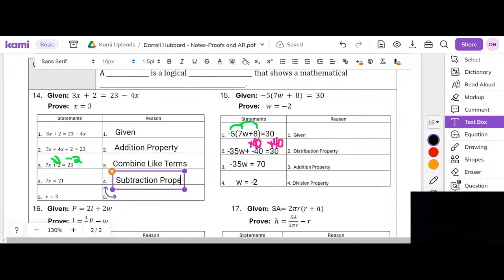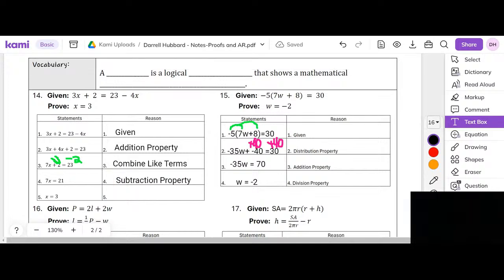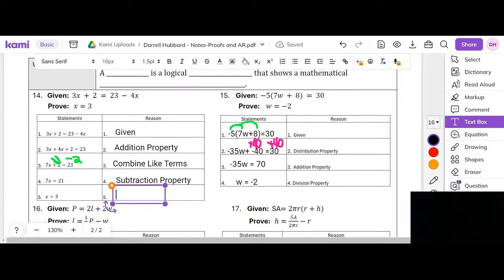I'm hoping you are catching on to these steps, right? This is legitimately the exact same thing over and over and over. And then lastly here, we have the 7x is equal to 21. Try and get x by itself. The only step that we can do at this point is divide. So we call that the division property.